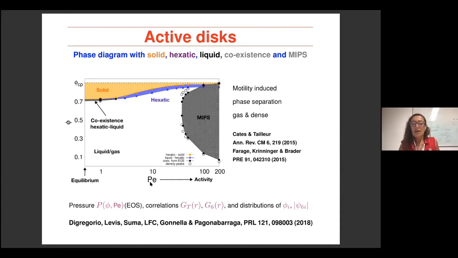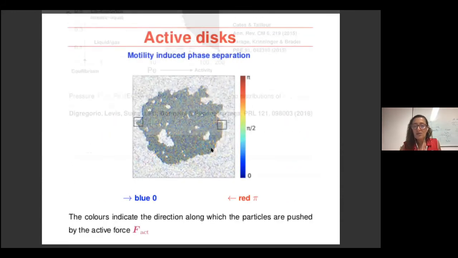So basically what happens is that when you increase the Péclet number very much, you go to a region where the system likes to phase separate into a dense droplet and a dilute gas, if it's very low density here. So this is similar to what happens in an equilibrium problem.